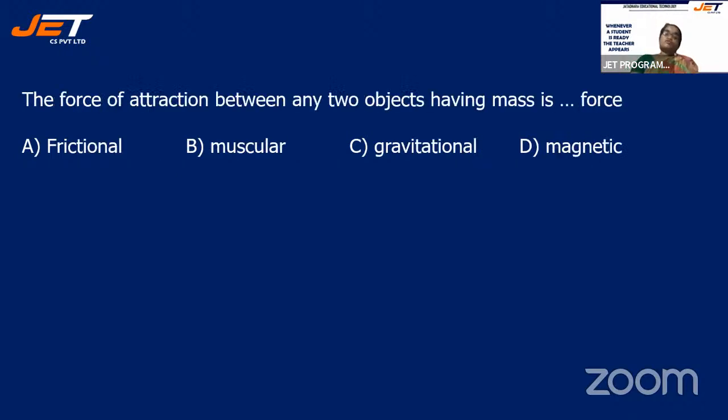Next one. The force of attraction between any two objects having mass is dash force. Is it frictional, muscular, gravitational, or magnetic? Let us see. It is gravitational force.